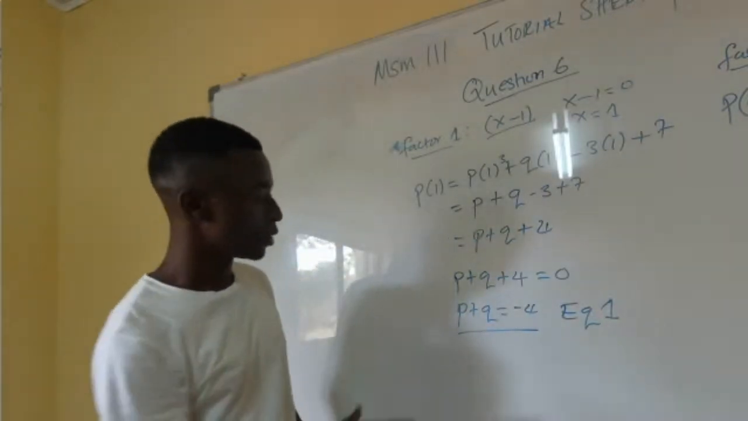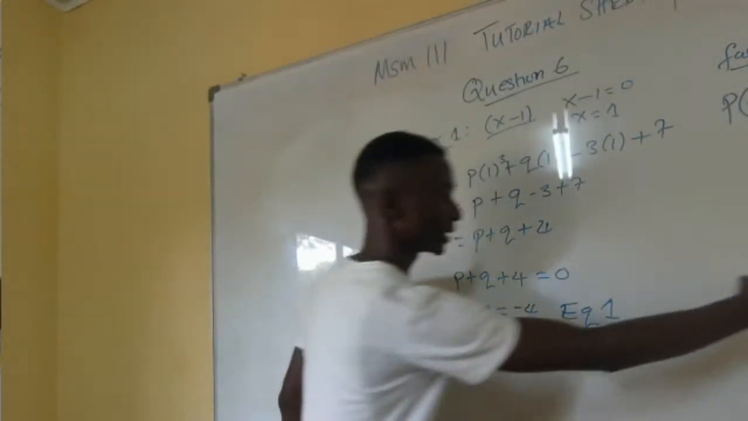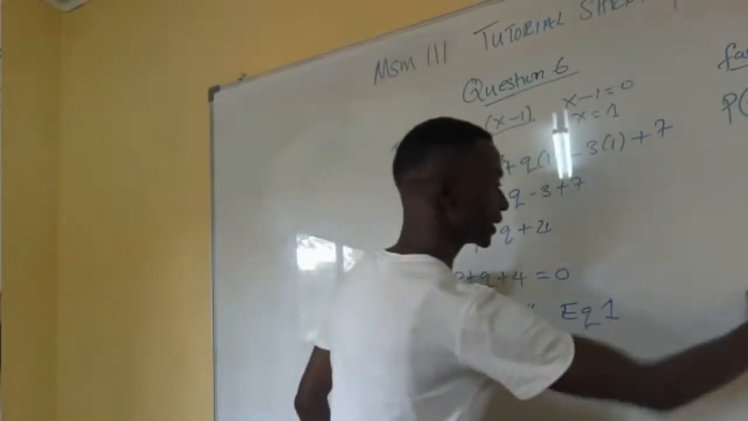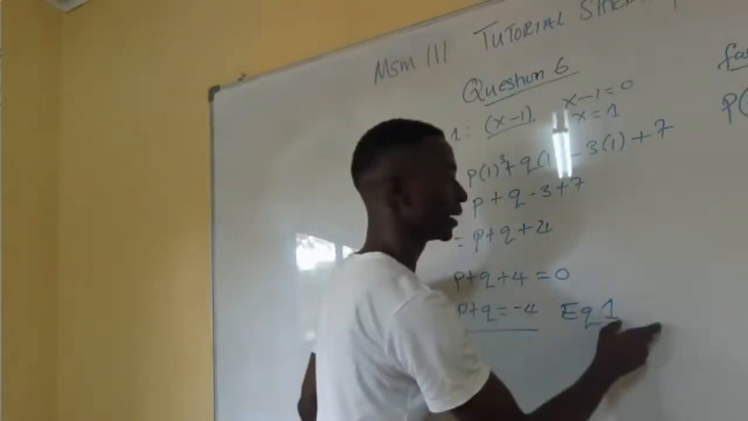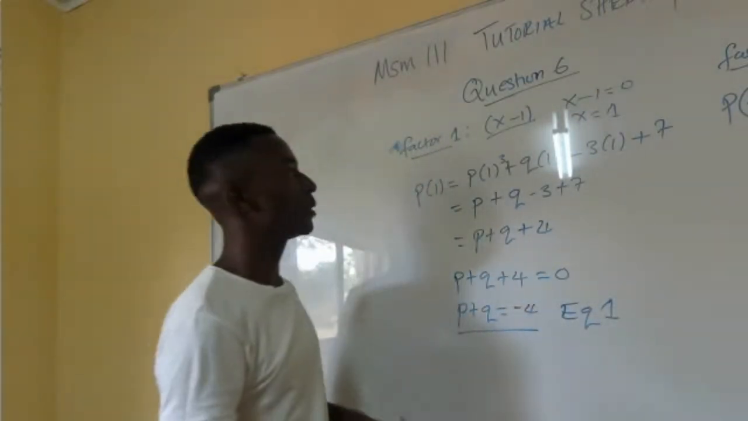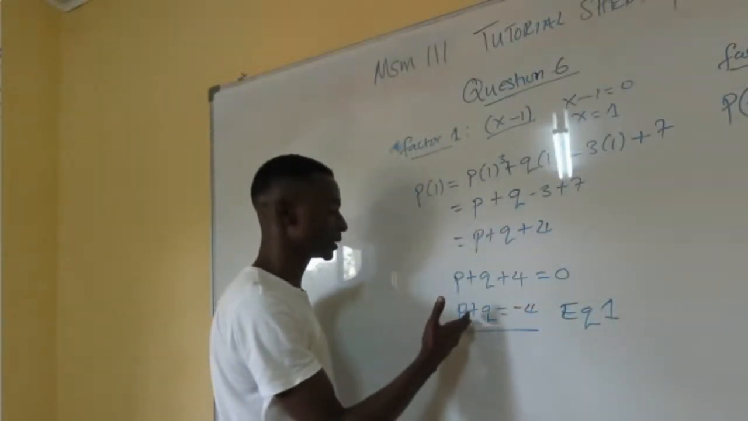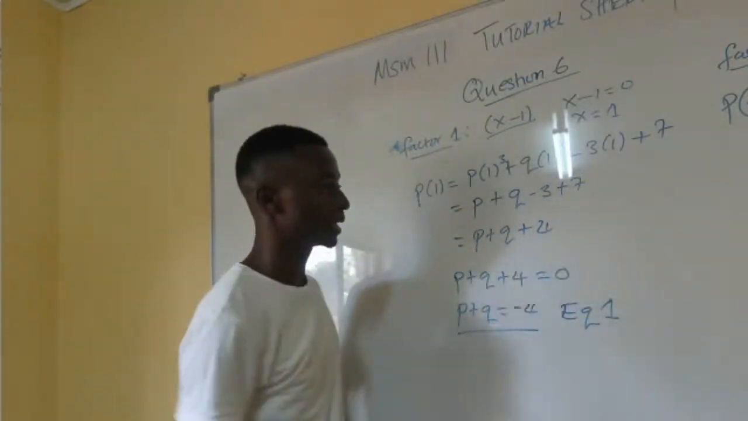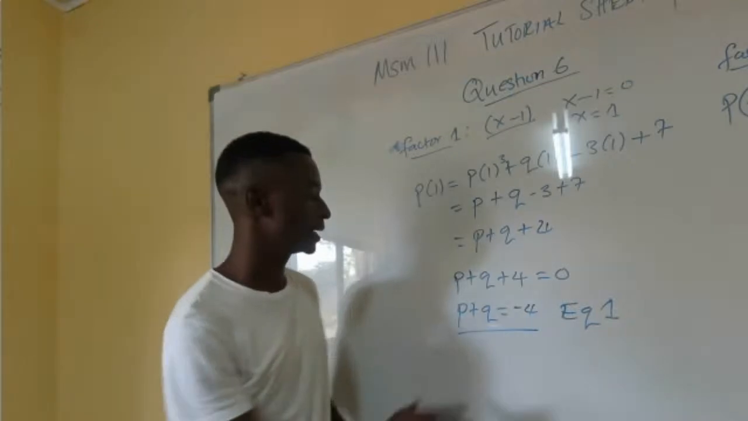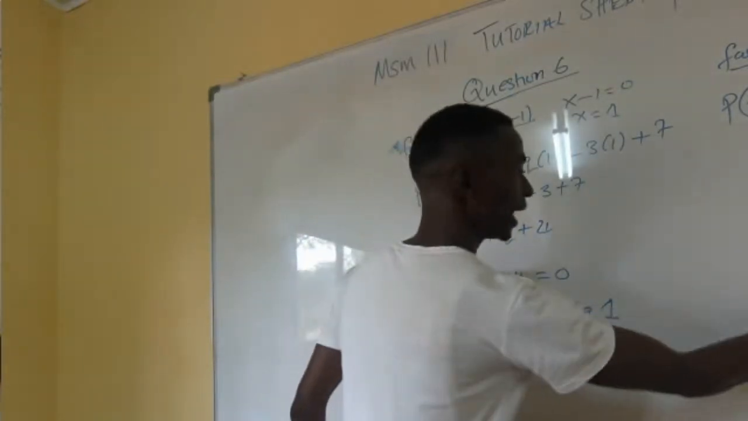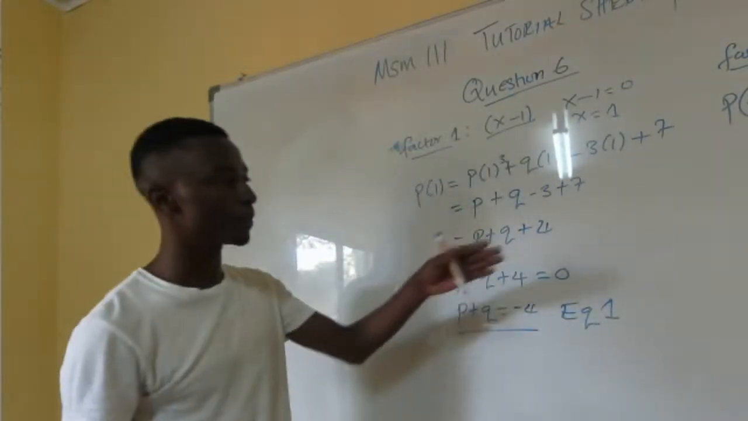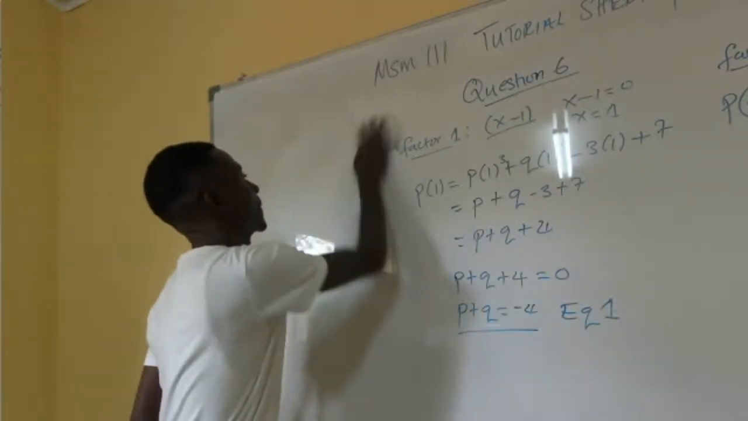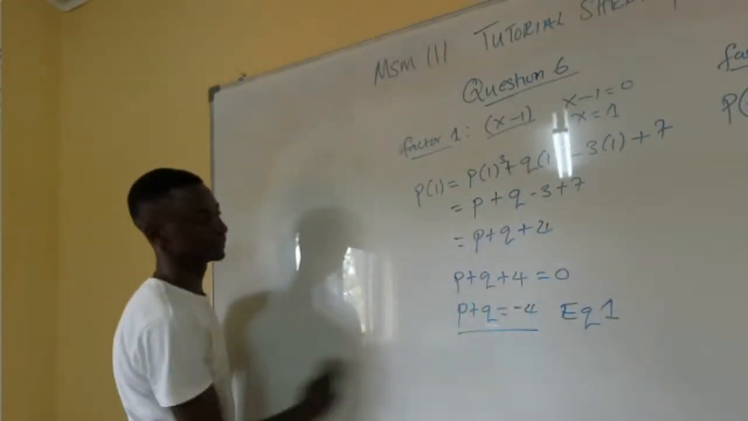Let's proceed. We have two equations, equation 1 and equation 2, with two unknown quantities, which are p and q. What is our aim? We want to find the values of p and q. So how are we going to do that? We have two equations, so we're going to solve for p and q simultaneously. So now let's do that.